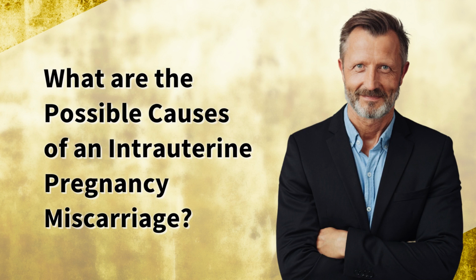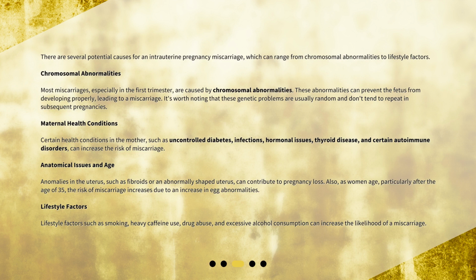What are the possible causes of an intrauterine pregnancy miscarriage? There are several potential causes for an intrauterine pregnancy miscarriage, which can range from chromosomal abnormalities to lifestyle factors. Chromosomal abnormalities: most miscarriages, especially in the first trimester, are caused by chromosomal abnormalities. These abnormalities can prevent the fetus from developing properly, leading to a miscarriage. It's worth noting that these genetic problems are usually random and don't tend to repeat in subsequent pregnancies.